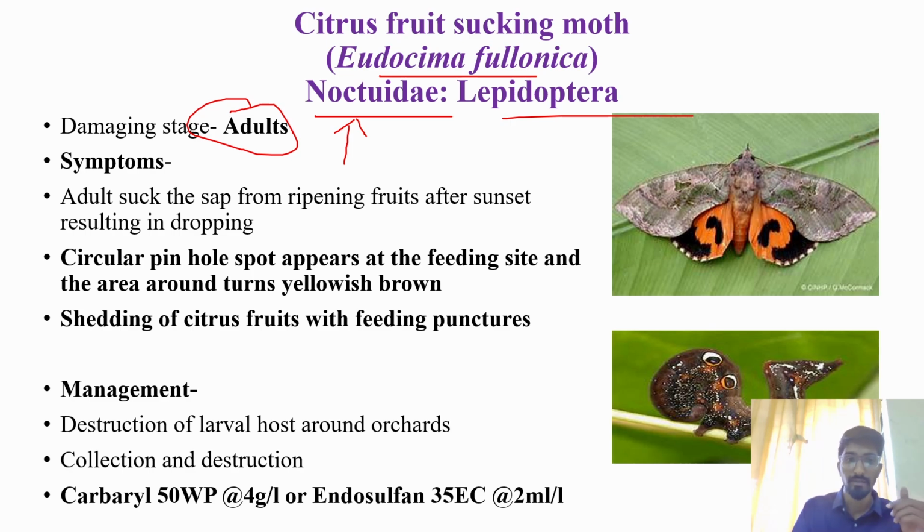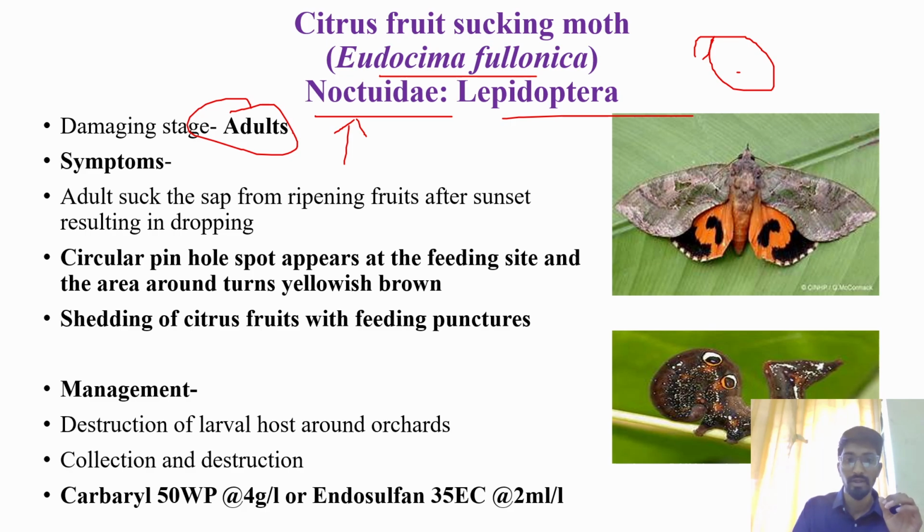The characteristic symptom is that circular pinhole spots appear at the feeding site. As you can see, it is a fruit where this symptom appears, with pinhole spots at the feeding sites. The area around the feeding spot turns yellowish brown in color, and the citrus fruits shed with feeding punches. As the infestation becomes severe, the fruits turn brown and shed.